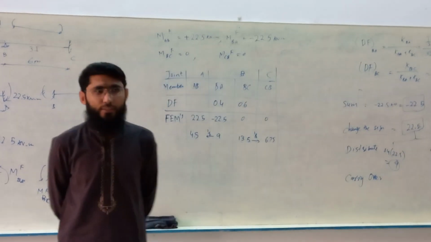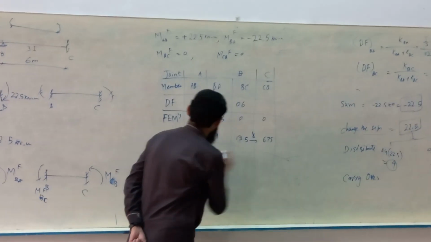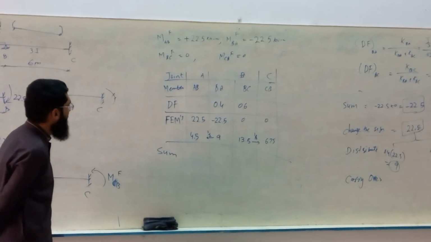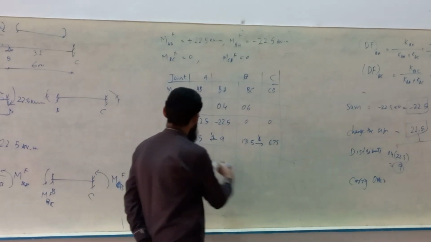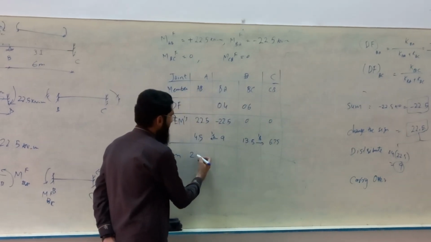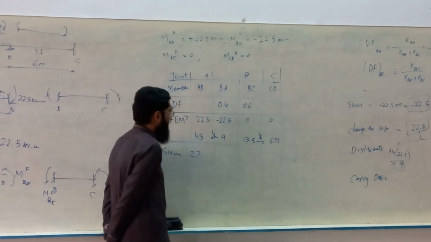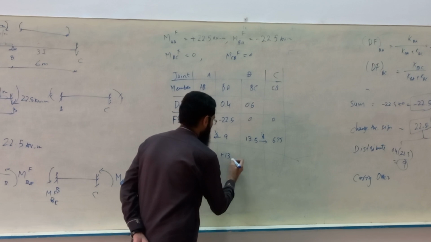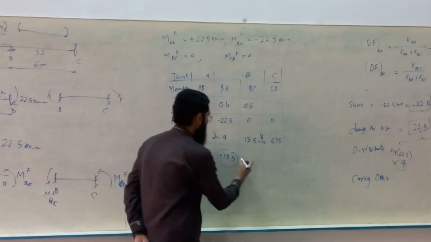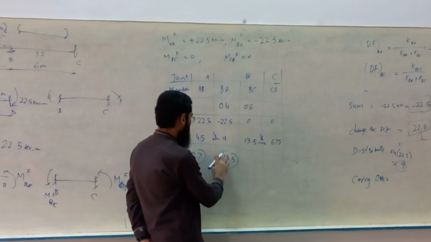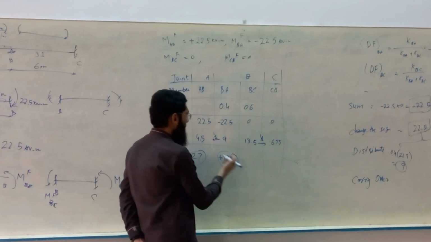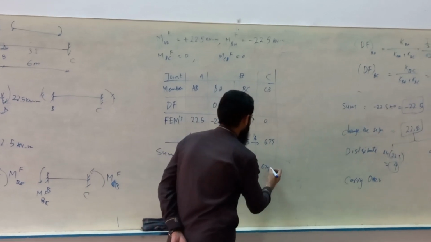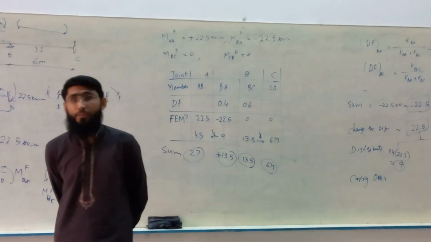Okay, now see the matrix. Let's sum this up. 22.5 and 4.5 make 27. Okay. What about this? 13.5 with a positive sign. And this is with a negative sign, I'm sorry. With a negative sign. And this is 13.5 with a positive sign. And this is 6.75. Done with the end moments. You've got your end moments.